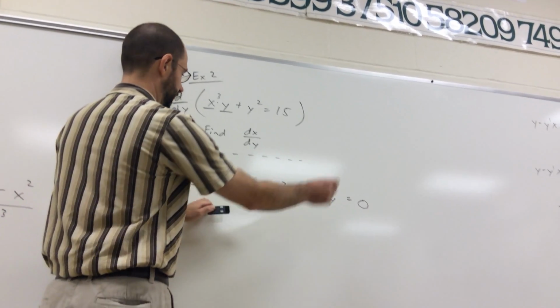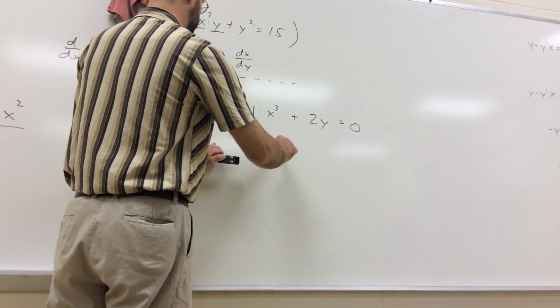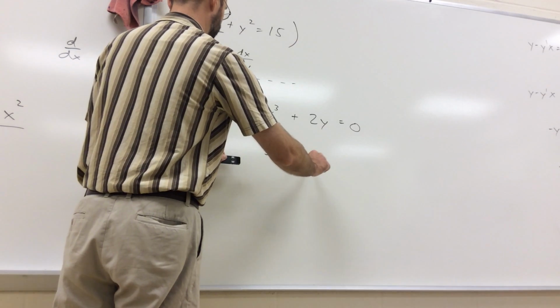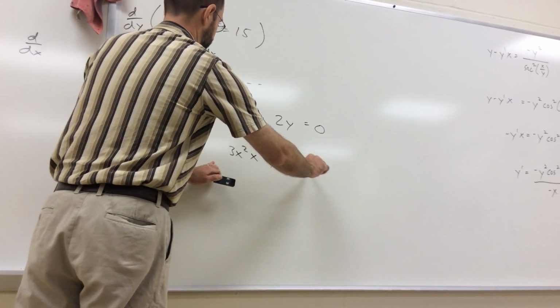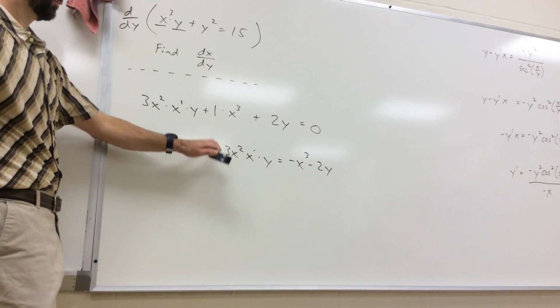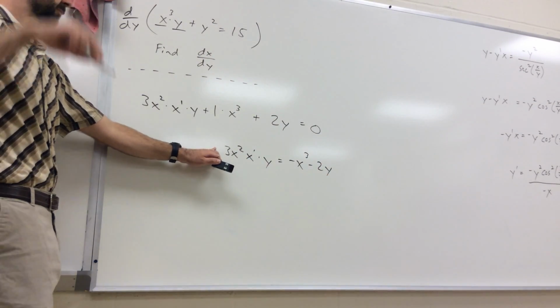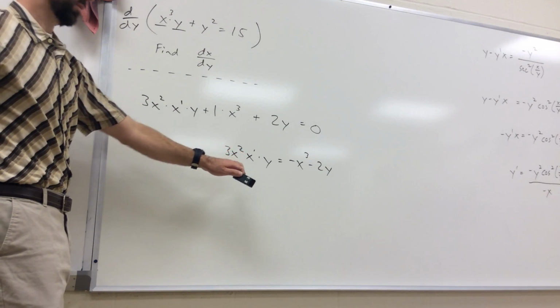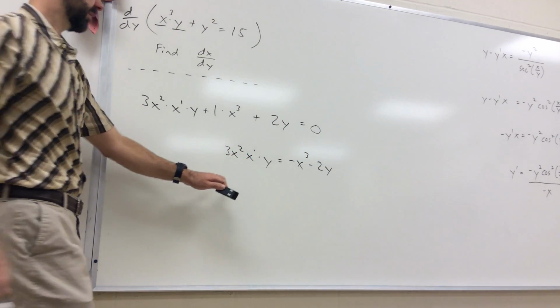Okay, so you just subtract those over then. So 3x squared x prime times y equals negative x cubed minus 2y. And then you divide everything over to get x prime by itself.